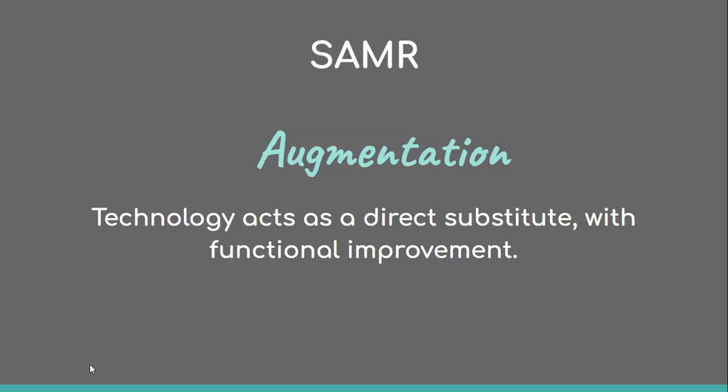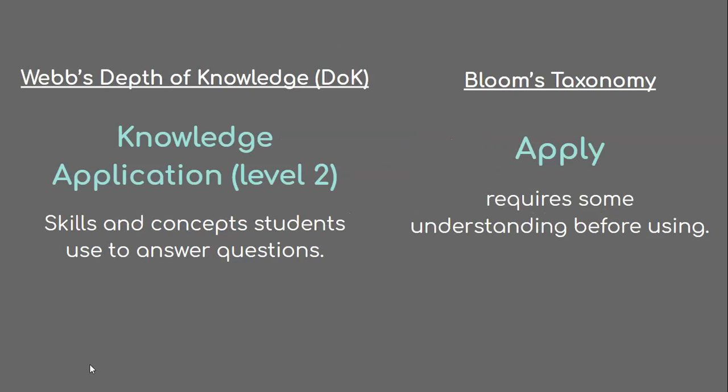Under SAMR, the lesson I've created would best be considered as augmentation, because the technology I've chosen acts as a direct substitute but also allows for functional improvement. Under Webb's depth of knowledge, my lesson would be considered to be placed on level 2, knowledge application, because the student must have pre-existing knowledge of plot elements before being able to play the game. And under Bloom's taxonomy, the lesson would be considered as apply, because as mentioned, the student must have pre-knowledge of the plot elements before participating in the game.